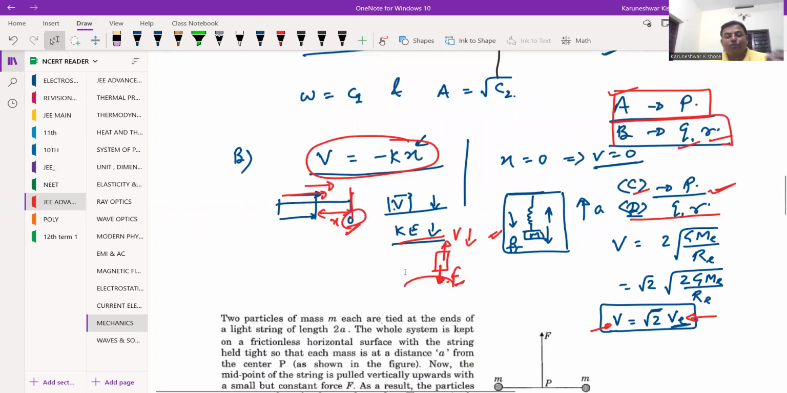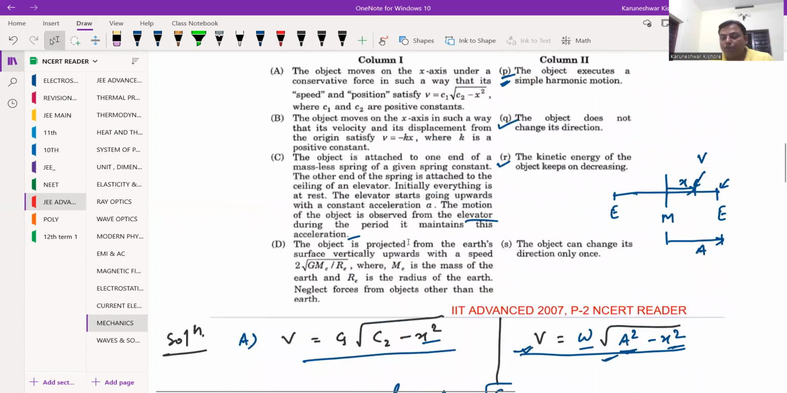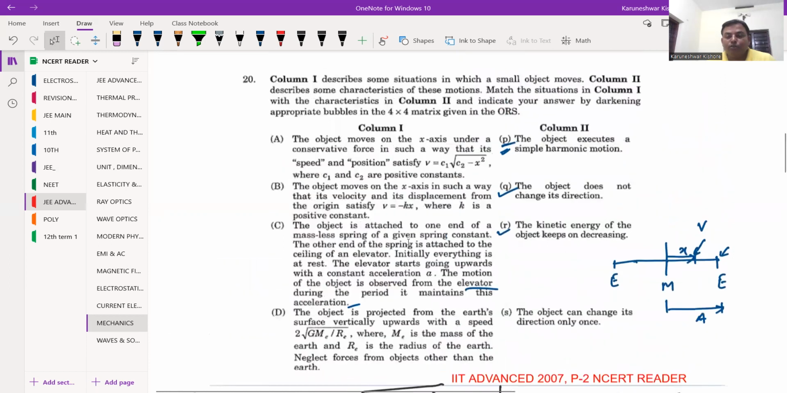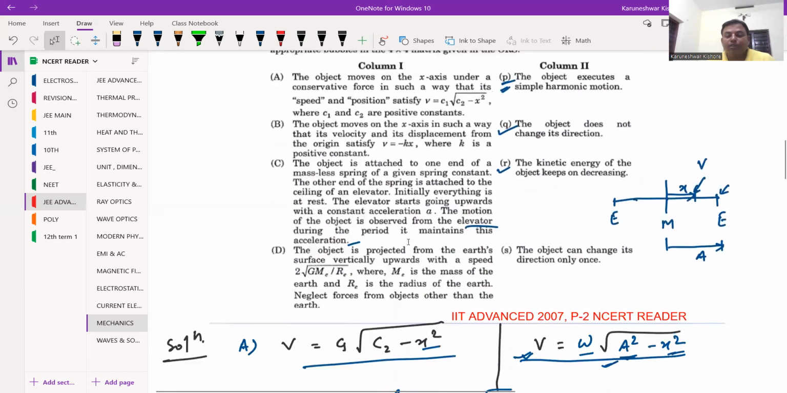So only the Earth's force is there, always towards the center of Earth, and the body is escaping from the surface. So the speed will decrease always, and the direction of motion will be away from the center, away from the Earth only. So the direction will be one only. I think this is clear to all of you, how you should think.